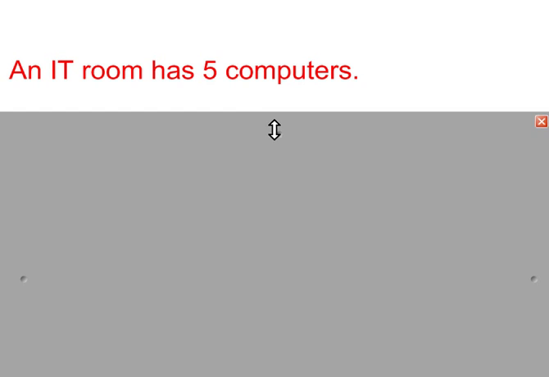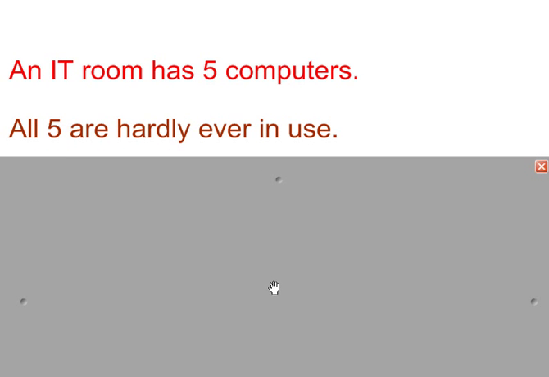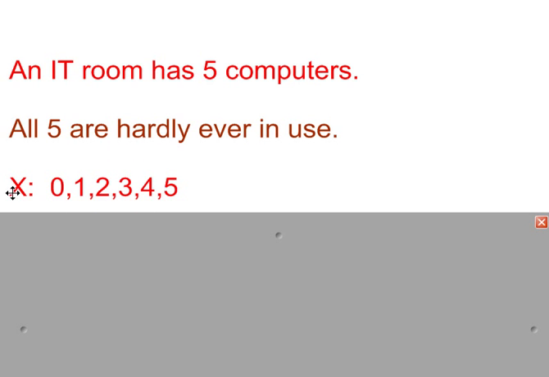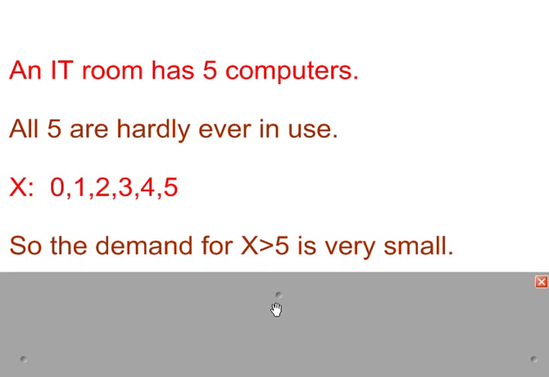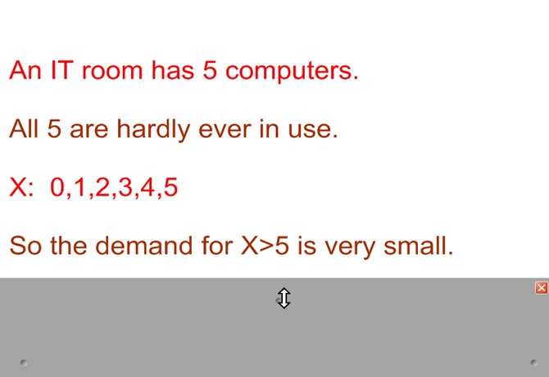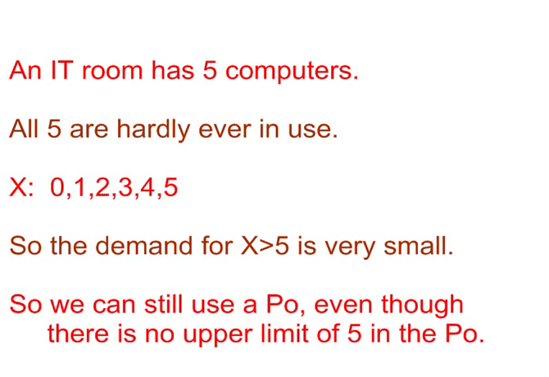Modifying the problem slightly, so we still have the 5 computers, but this time all 5 are hardly ever in use. Again, the number of terminals which are in use could be 0, 1, 2, 3, 4, 5, although the probability that all 5 are in use is very small. So this time we can use a Poisson distribution to model this situation.